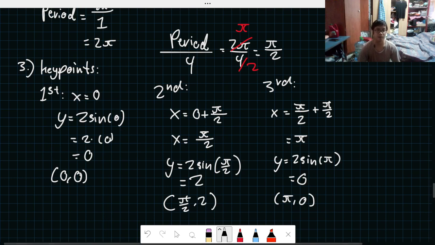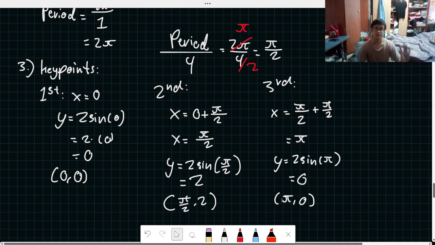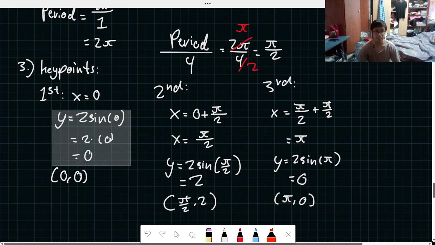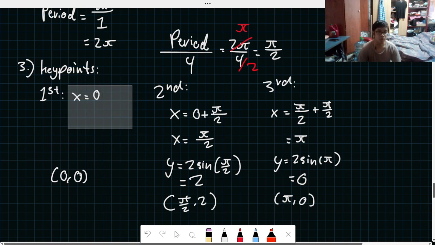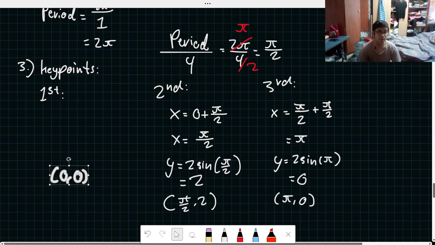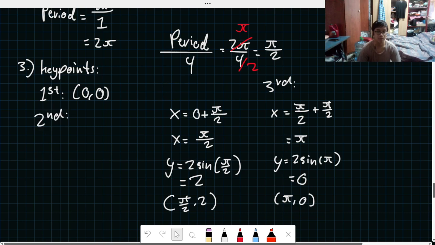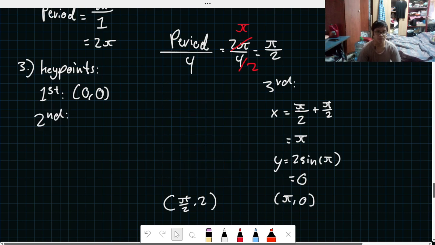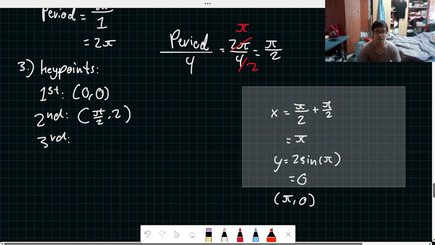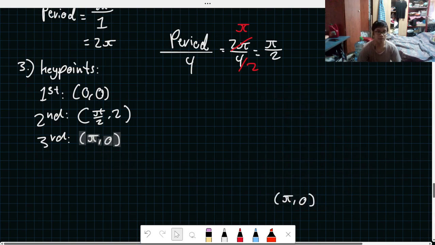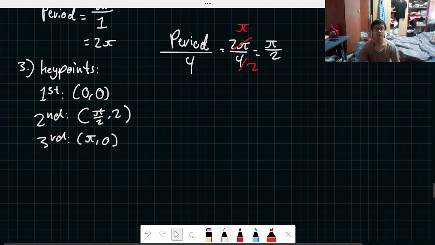We're going to find the other ones. With that, let me just erase the solutions here, except the key points. Okay? Your first key point is simply 0, 0. Then your second key point here, let me just remove it. So this is pi all over 2, 2. Then for your third key point, that would be just pi, 0. Okay, there we go. So what's next?